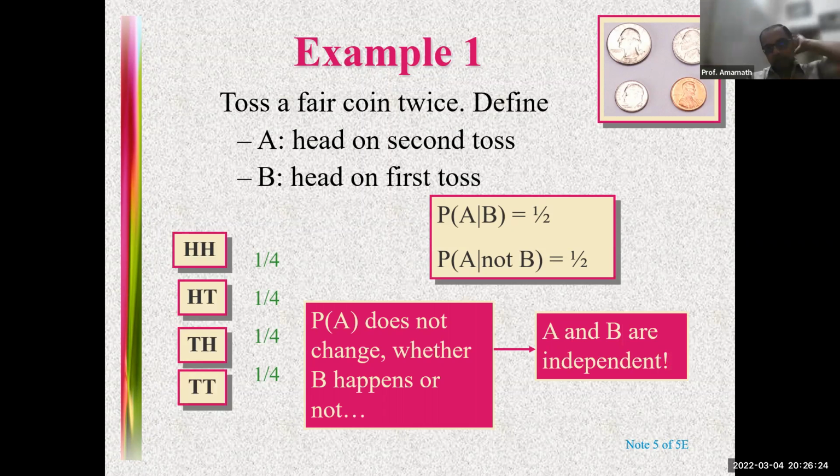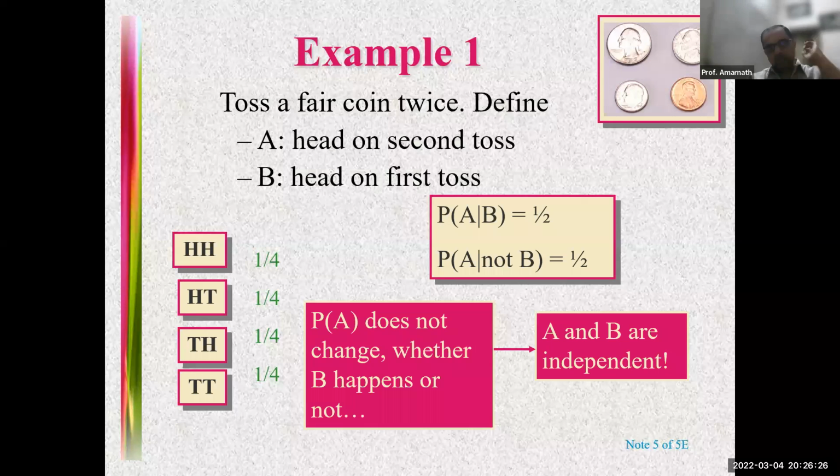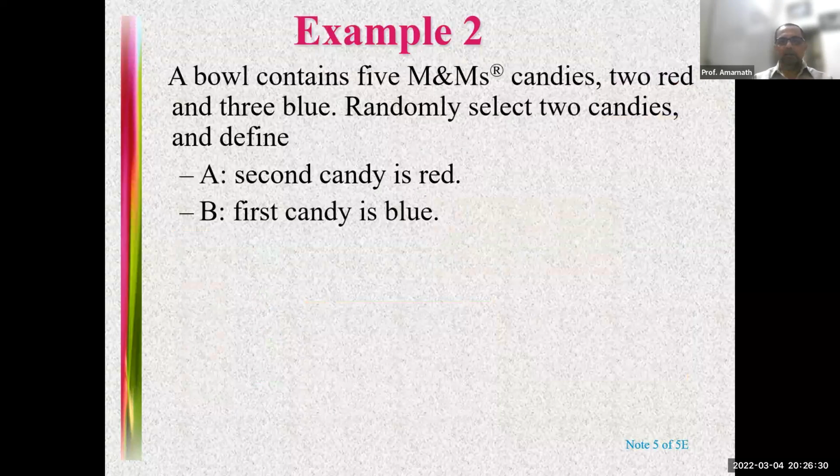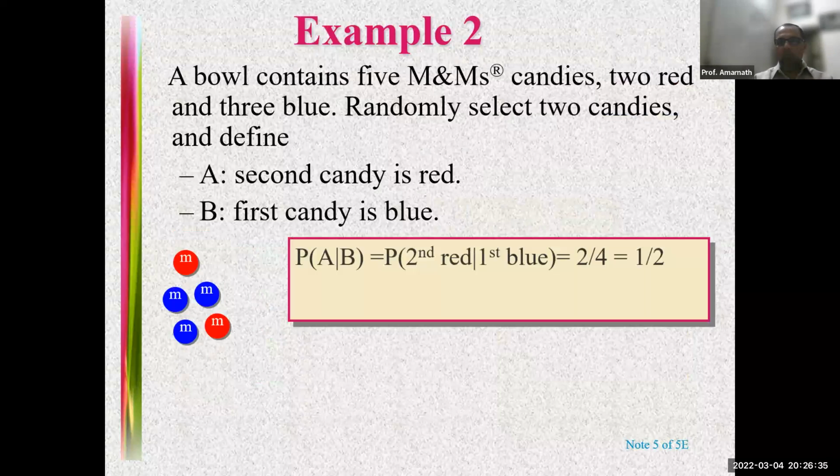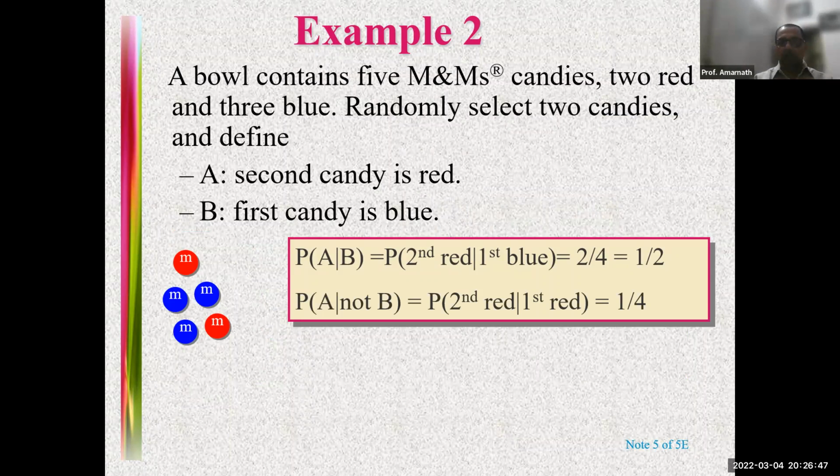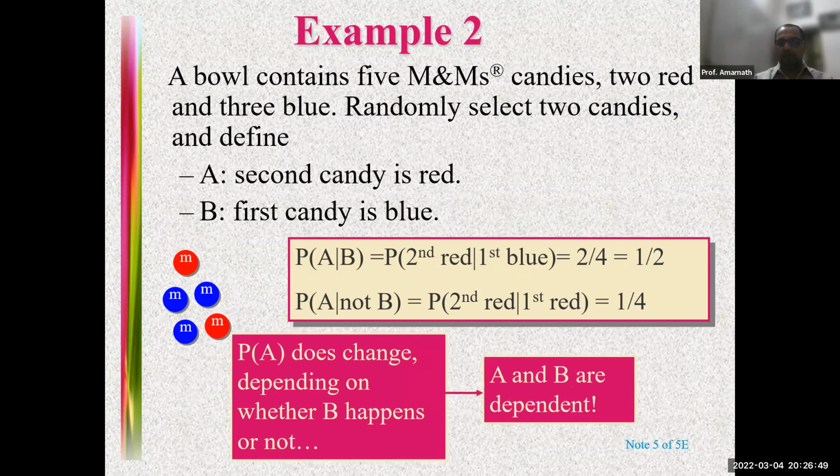A bowl contains 5 M&M's candies, 2 red and 3 blue. Randomly select 2 candies. A is second candy is red, B is first candy is blue. The probability of A given B is half. A given not B is 1/4. P of A does change depending on whether B happens or not. So A and B are dependent.